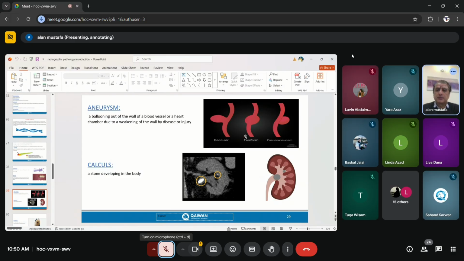So one other common disease is renal stone. So calculus means there is a stone either in the kidney or we have stones sometimes in the gallbladder. This is a disease. So calculus means a stone.